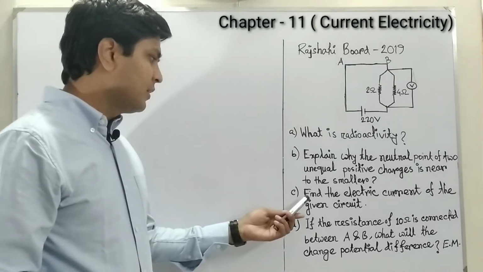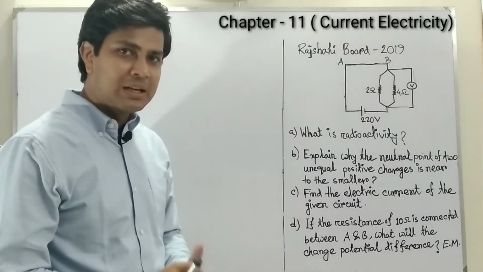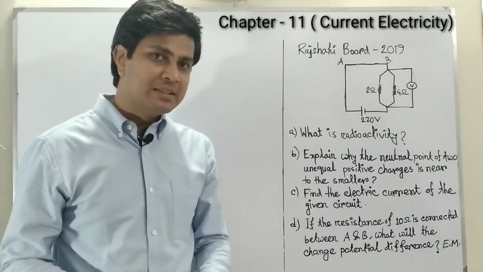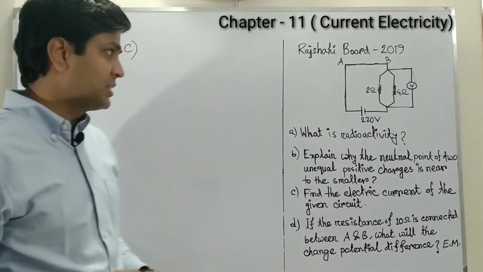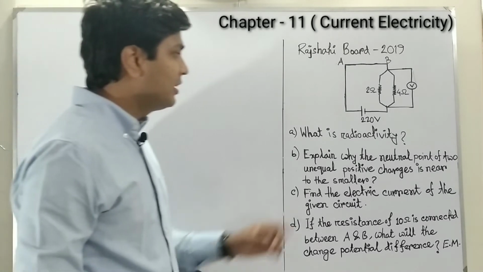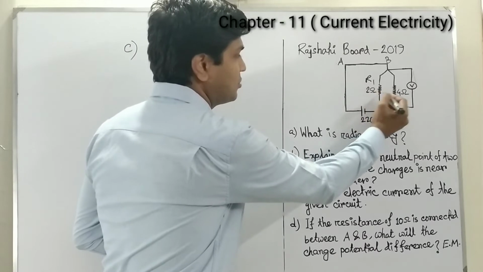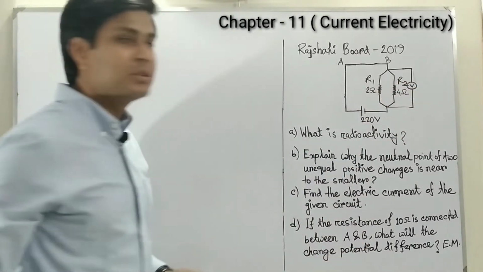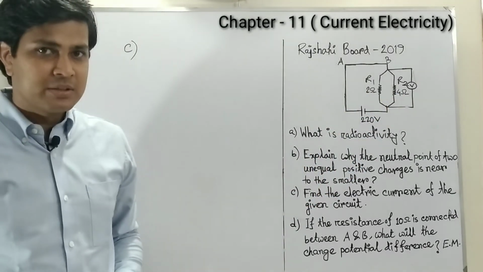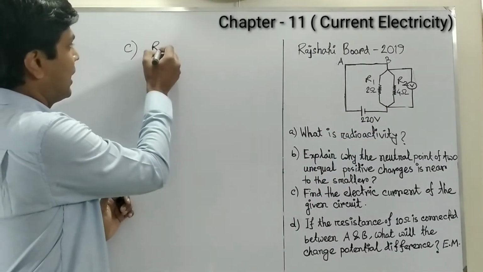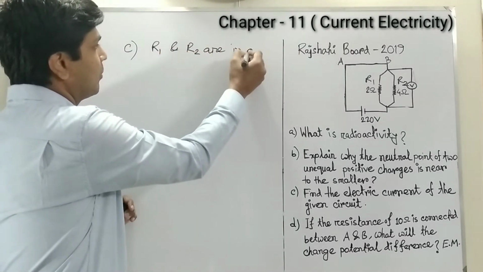Look at the question. Find the electric current of the given circuit. We have to calculate the current from the given circuit. That is very easy math. We have to calculate the equivalent resistance first, and you can see here the two resistances. Suppose we consider the first one, 2 ohm, is R1 resistance and 4 ohm is R2 resistance, and R1 and R2 resistances are in parallel combination. So we can write here R1 and R2 are in parallel.